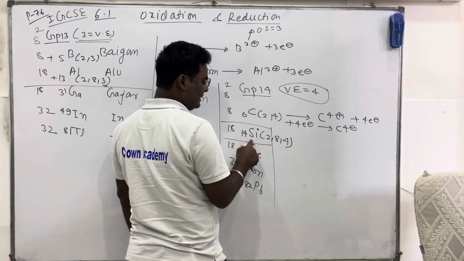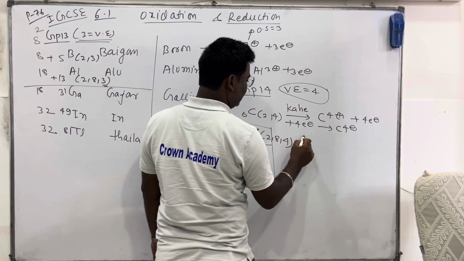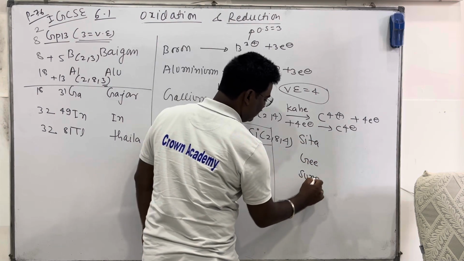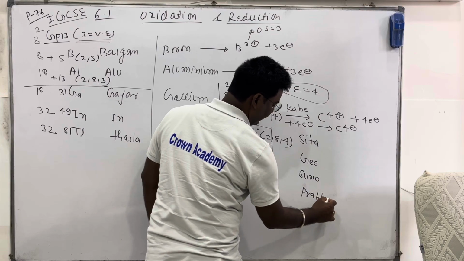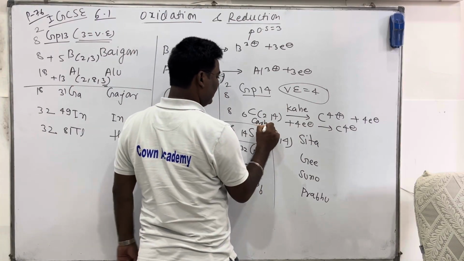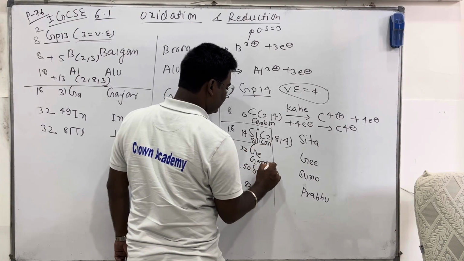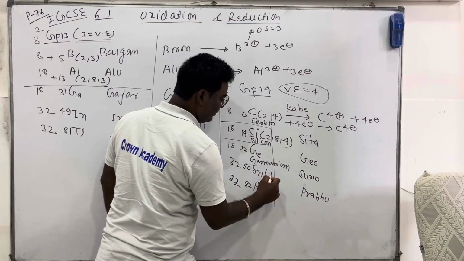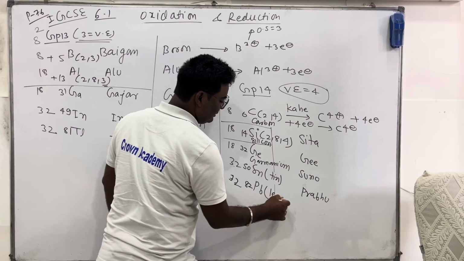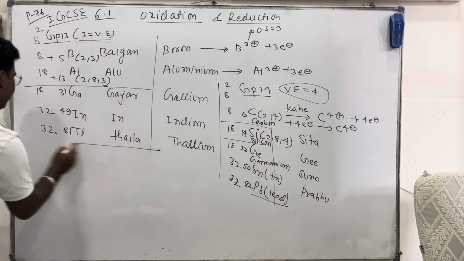So how to remember? Kahe Sita ji suno Prabhu. Understood? So C for carbon, Si for silicon, Ge for germanium, Sn for tin, Pb means lead. Understood?